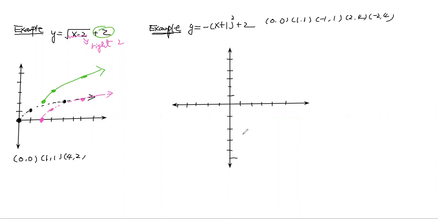Okay, let's start one more time. (0, 0) is here. (1, 1) is here. (-1, 1) is here. (2, 4), 1, 2, 3, 4, 4 is here. (-2, 4) is here. So this is the parent function. I use the dotted line because that's not my final function.